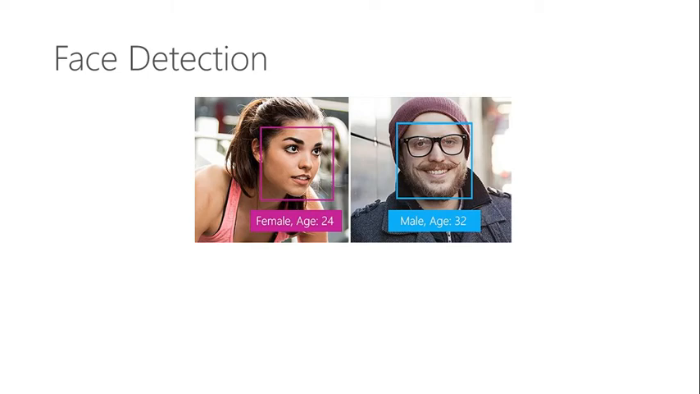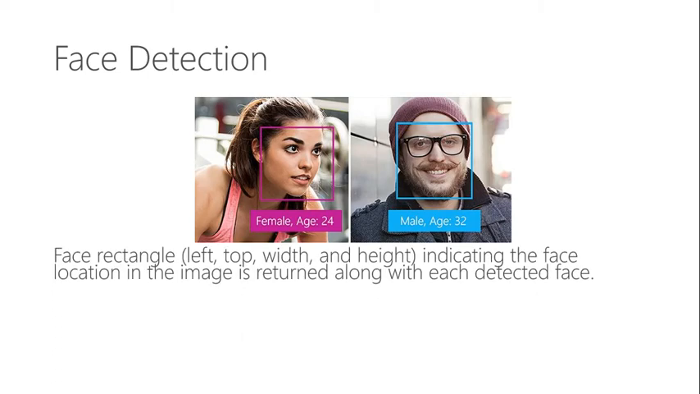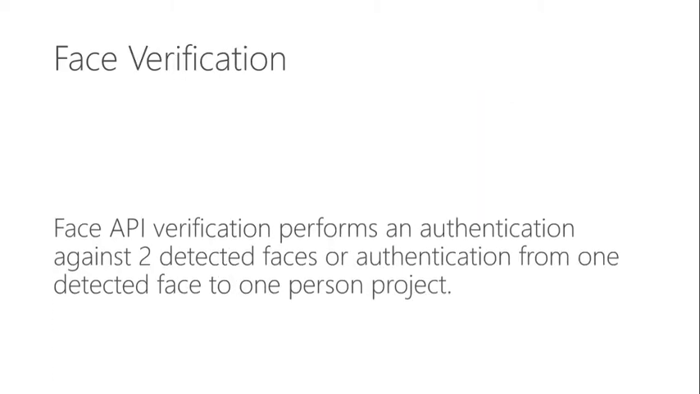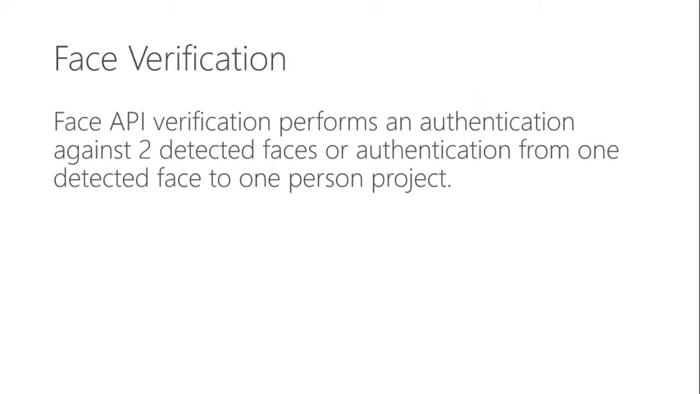For example, a rectangle with left, top, width, and height indicating the face location in the image is returned along with each detected face. Optionally, face detection extracts a series of face-related attributes such as pose, gender, age, head pose, facial hair, and glasses. Face verification. Face API verification performs an authentication against two detected faces or authentication from one detected face to one person object.